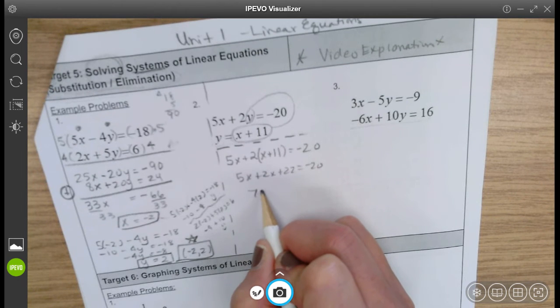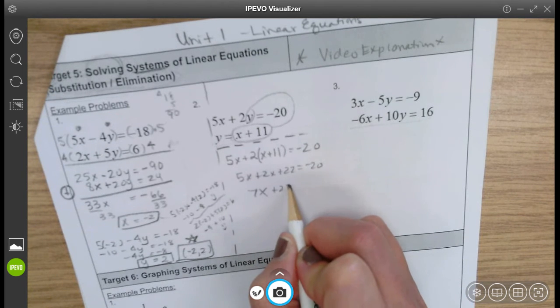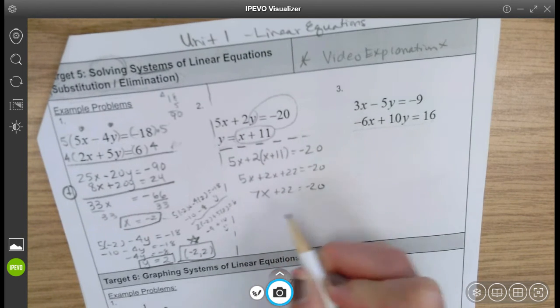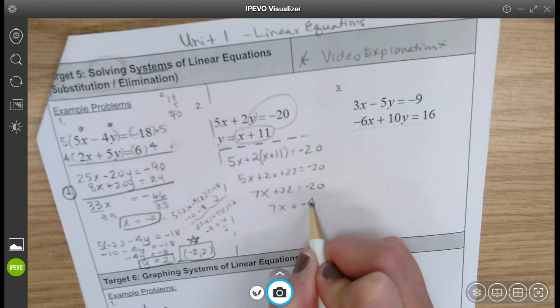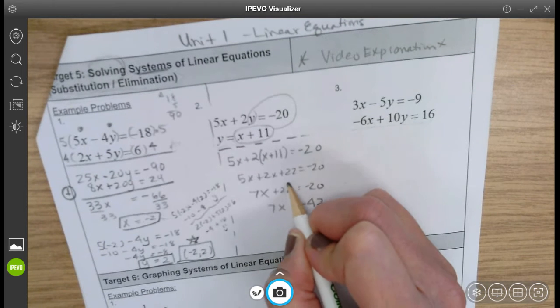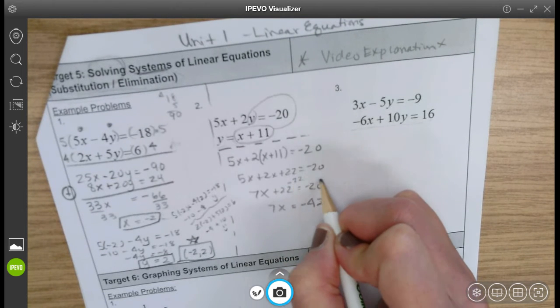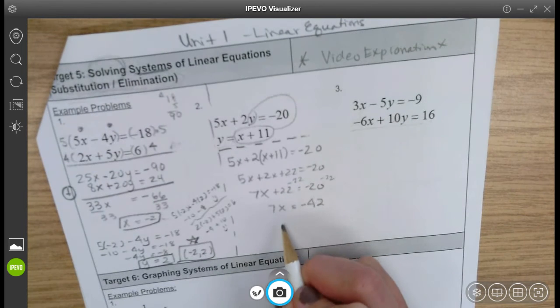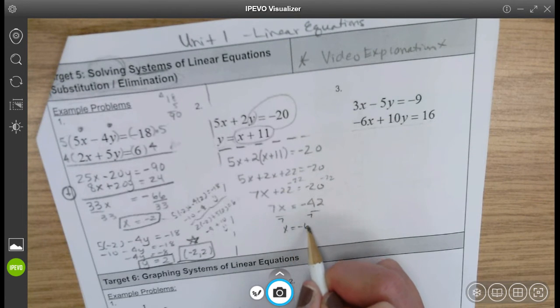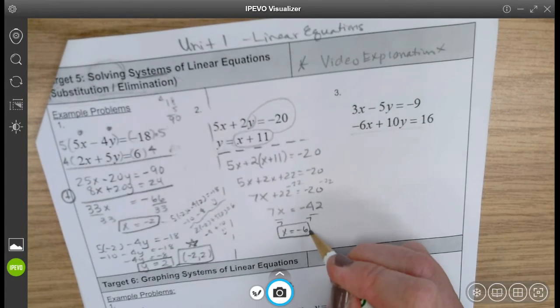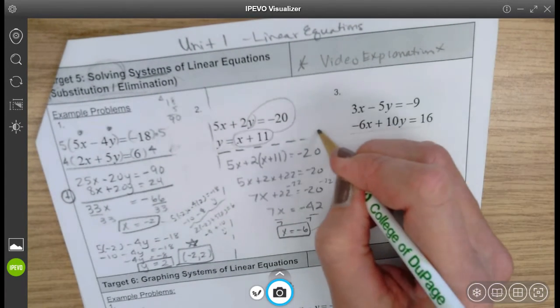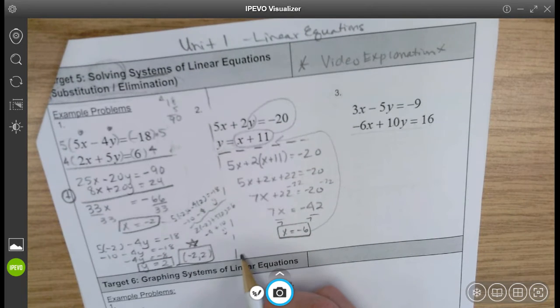And now it's time to just start combining like terms with ease here. Let's move that 22. That'll be 7x equals -42. If you don't see that, I just subtracted 22. Divide now by 7, and that's going to be x equals -6. So there's part of my answer, but I need to grab and substitute it back into the easiest one, which I see as the second one.